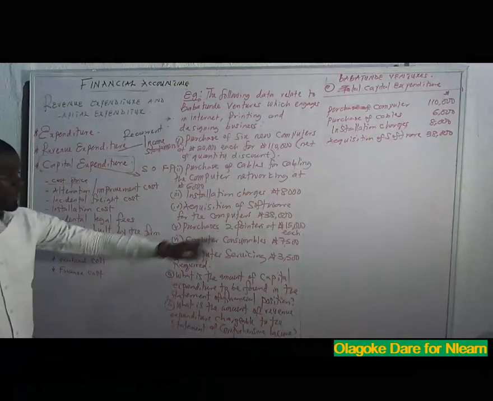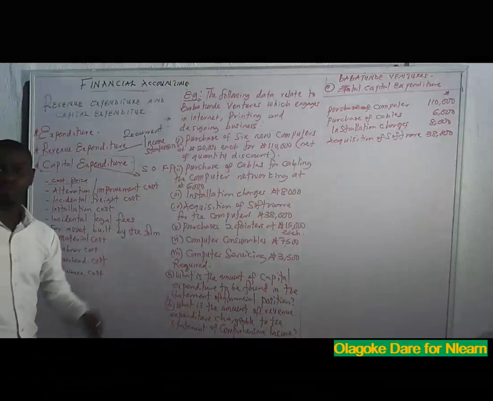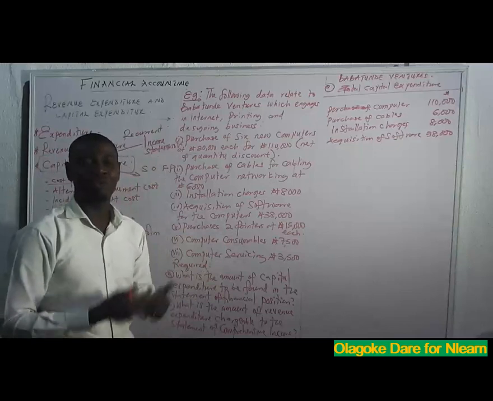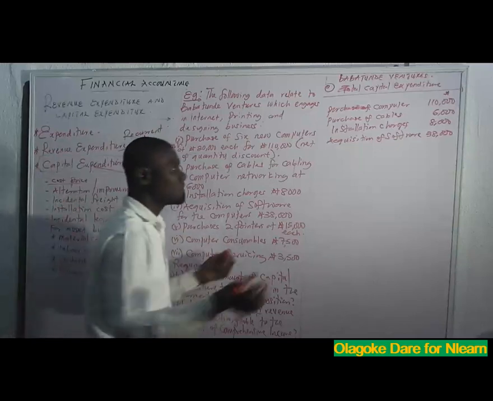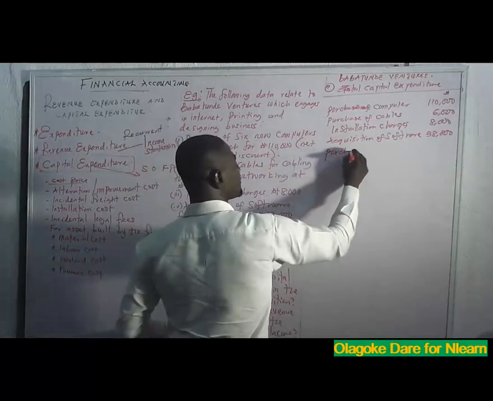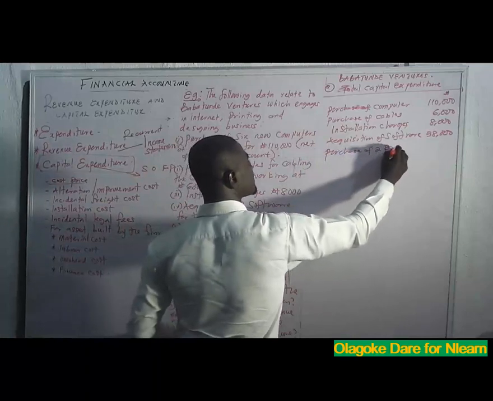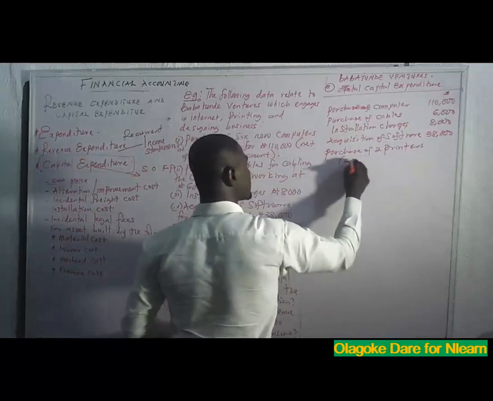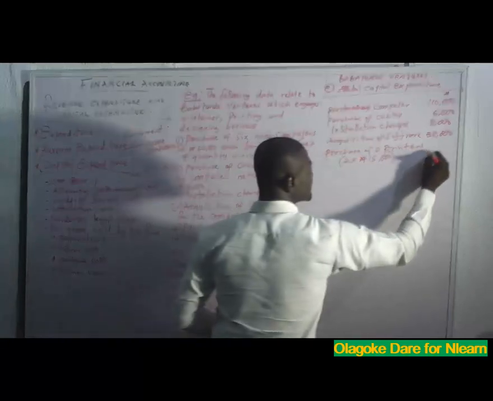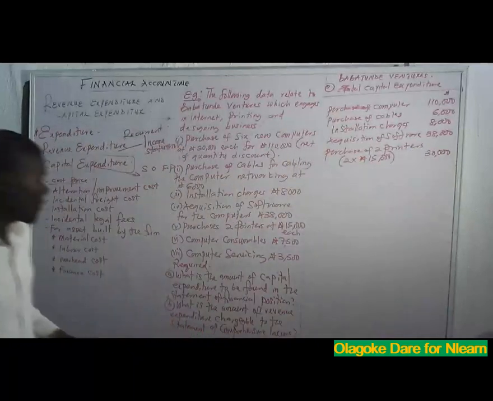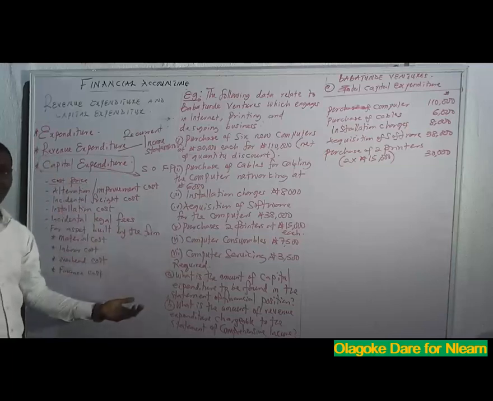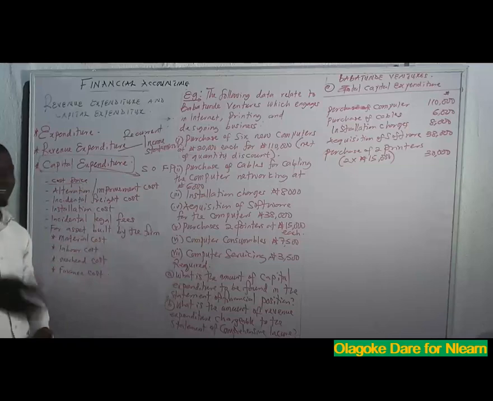Next, purchase of 2 printers at 15,000 each. Without the printer, you cannot see the hard copy of what you are doing with the computer system. So it makes up the acquisition. Purchase of 2 printers, which is 2 times 15,000, because they are 15,000 each. So we have 30,000. Computer consumables are not included. Servicing of computer can be done at regular intervals.